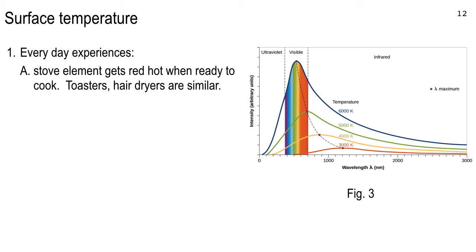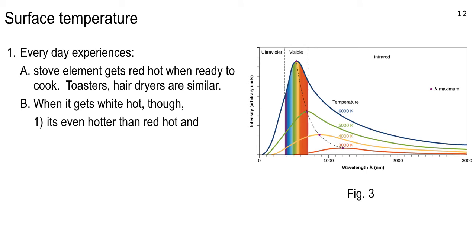So toasters and hair dryers are similar. When a toaster's toasting, you can look in there and see the little spiral wires emitting a lot of red light, and with that, they're emitting a lot of heat as well. Now, when the stove element gets white hot, hopefully that doesn't happen because that would be really dangerous. It's even hotter than red hot, and because it's hotter, it'll boil water faster.